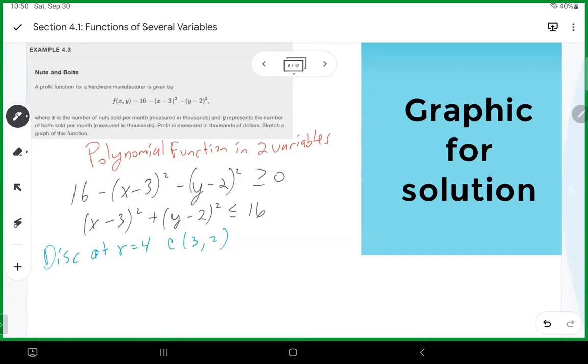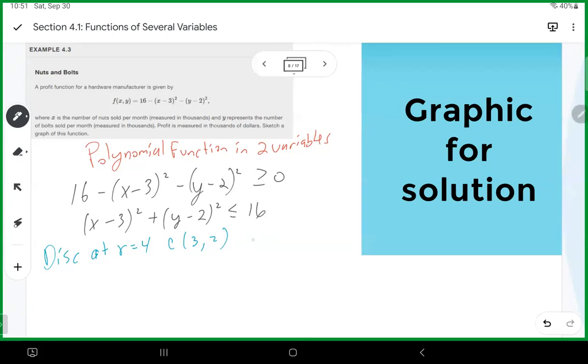A further restriction is that both x and y must be non-negative. When x equals 3 and y equals 2, then f of xy would equal 16. Note that it is possible for either value to be a non-integer. For example, it is possible to sell 2.5 thousand nuts in 1 month. The domain, therefore, contains thousands of points, so we can consider all points within the disk. For any z less than 16, we would have the following.